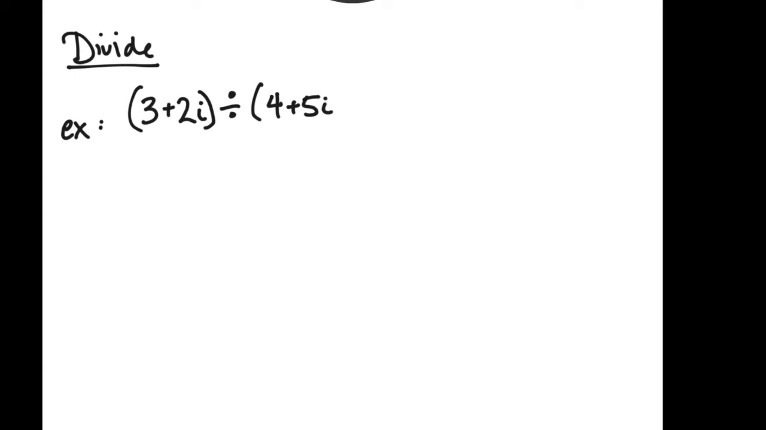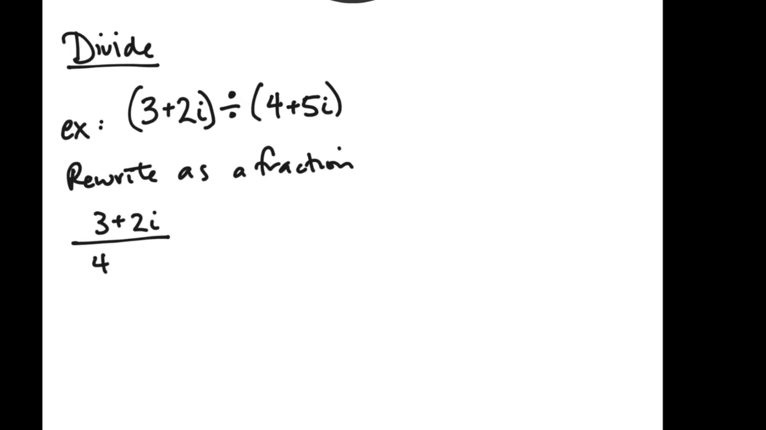Now let's divide imaginary numbers. Let's do 3 plus 2i divided by 4 plus 5i. So I'm going to rewrite this as a fraction. So it's going to be 3 plus 2i over 4 plus 5i.